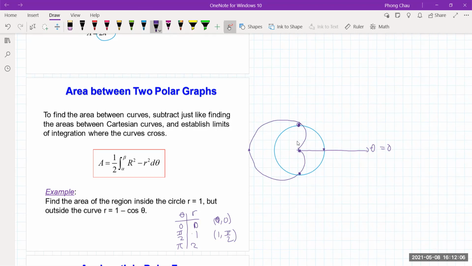Again, you can use a calculator instead of doing it by hand, which I'm attempting here. Let's take this out. All right, so we need to find the area of the region inside this circle right here, but outside of this curve. It's outside of this, so it's going to be this side over here. So I'm looking at this region.